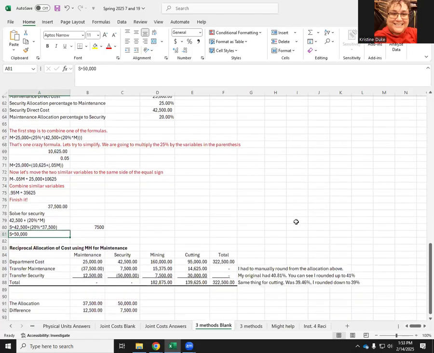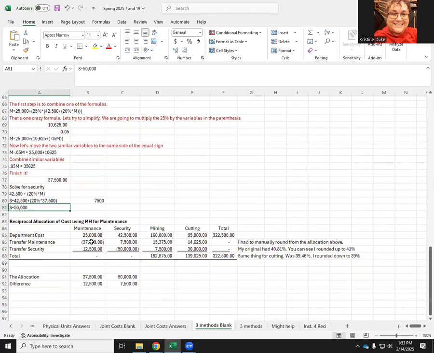Let's prove it. Okay. So here's my transfer from maintenance. I'm transferring that into security. I'm transferring that into maintenance or security. Okay, transferring that from security. I'm transferring this from maintenance into those two joint departments. So my total, 25,000 plus 12,500 is 37,500, negative 50,000, those two together right there. Okay, then I allocate it out.